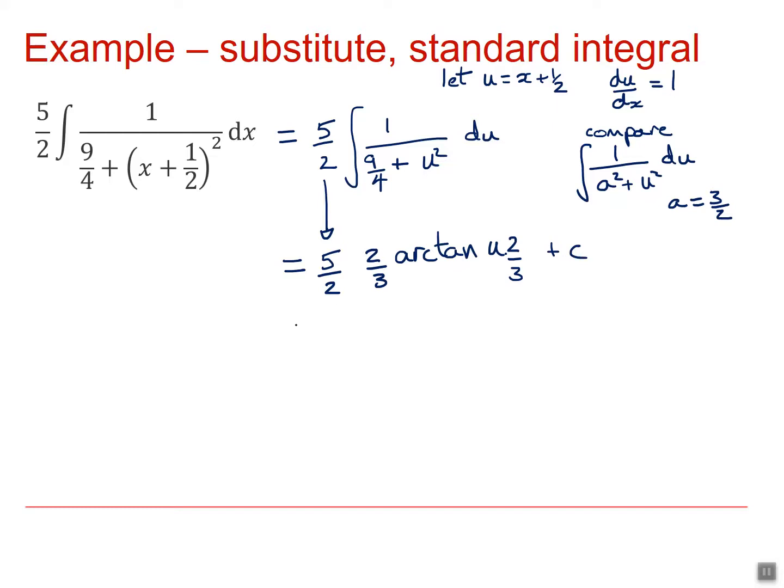I can tidy that up just a little bit. The 2's will go here. So I'm going to get 5 over 3 arc tan 2u over 3 plus c. But I know from the top line that u is equal to x plus a half.